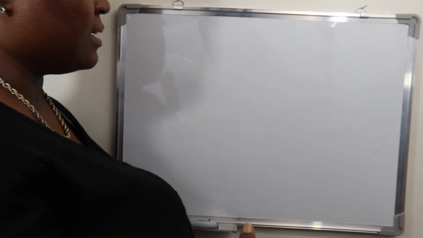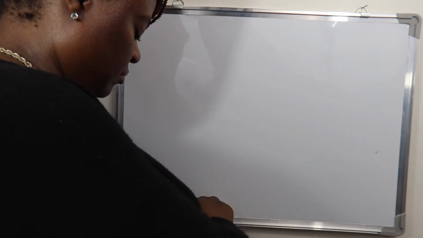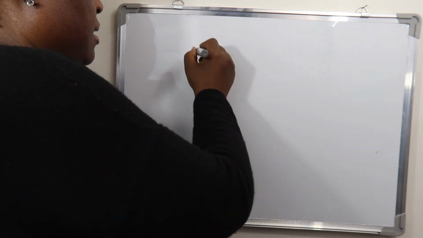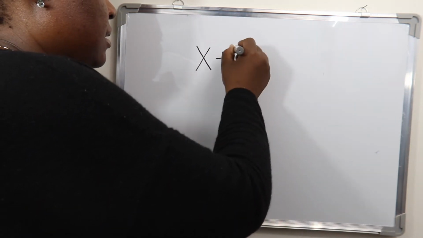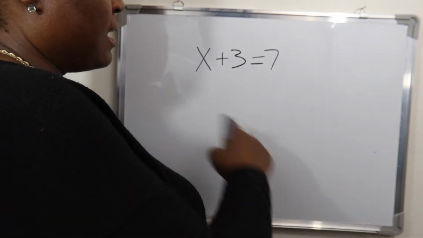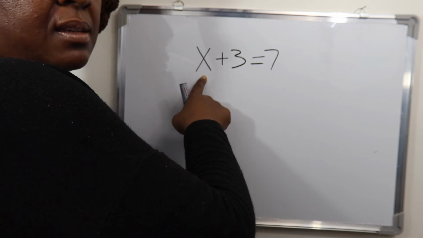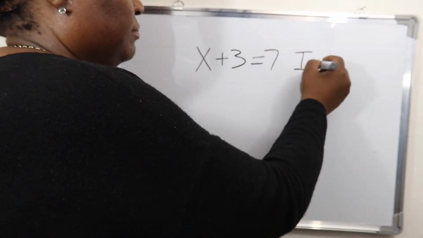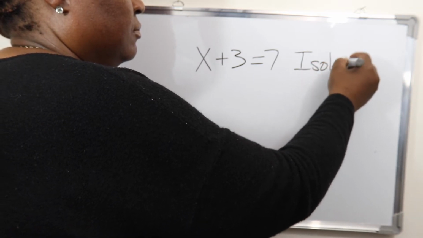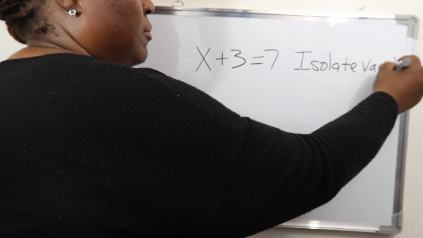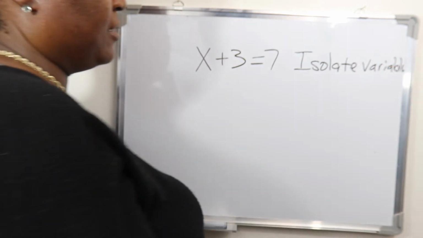So today's lesson is about isolating the variable. So if we have the equation x plus 3 equals 7, and our goal is to get the variable x all by itself, so we say isolate variable. Oh, it can't fit, barely fit.